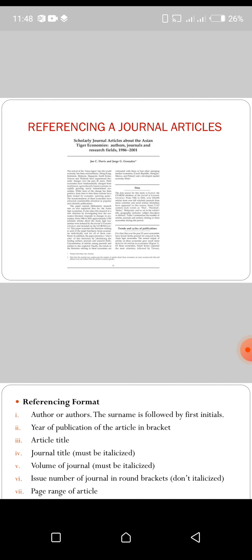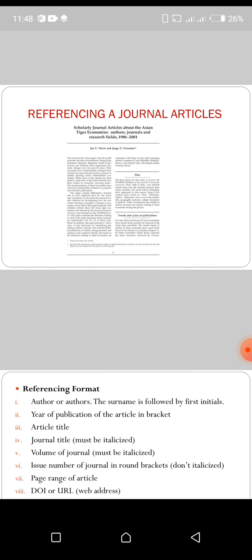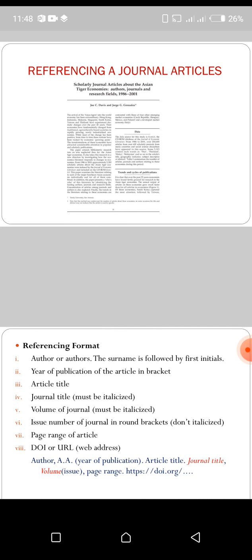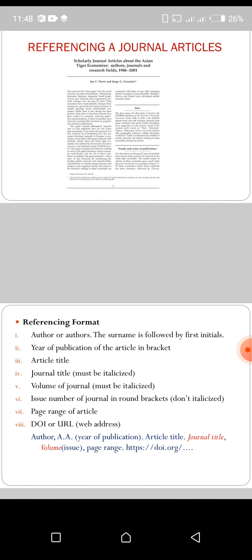Referencing a journal article. The referencing format includes the name of the author, the year of publication in brackets, the article title, the journal title, which must be italicized, the volume number of the article, which must be italicized also, the issue number in brackets, not italicized. You have the page range, the DOI or the URL.